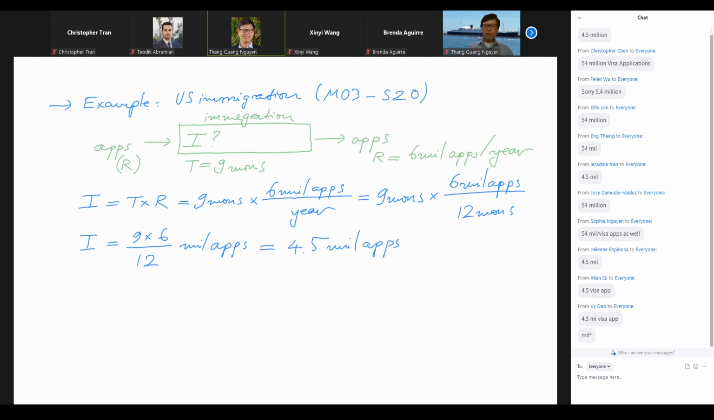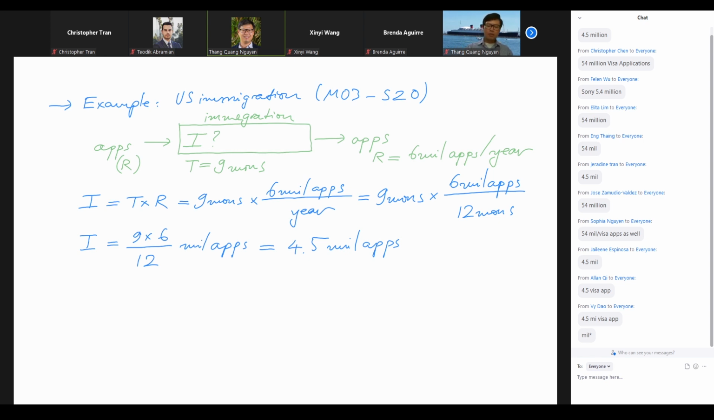So now we get it, right? On average, it means that if you look on the desk of the clerk in the whole system or in the computer, if we can see it, then we have 4.5 million applications still under review. They are not done yet. They are still under processing. And after, on average, 9 months, then they will be decided on.